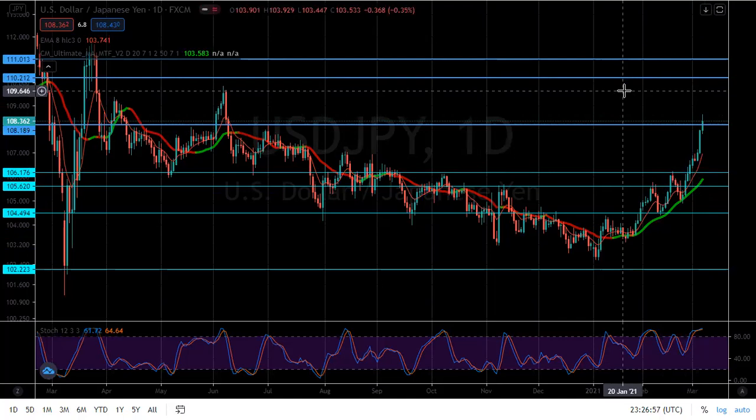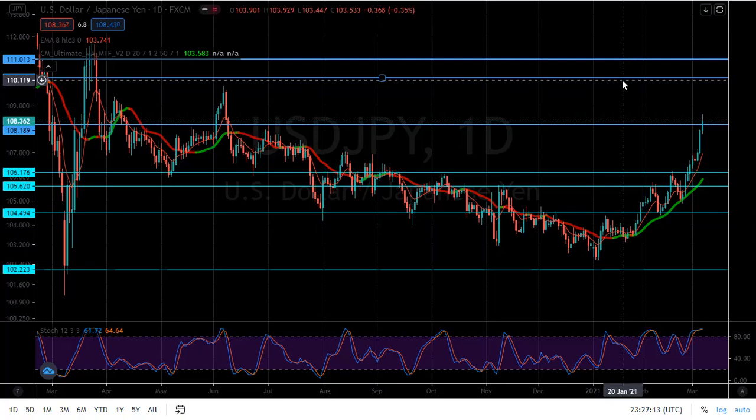That's the next key level of resistance, but I want to see this if we test these highs here at the 109.60 area first of all. If we have strong bullish momentum, we'll go as high as the 110.20 handle. That's officially our next key level of resistance.